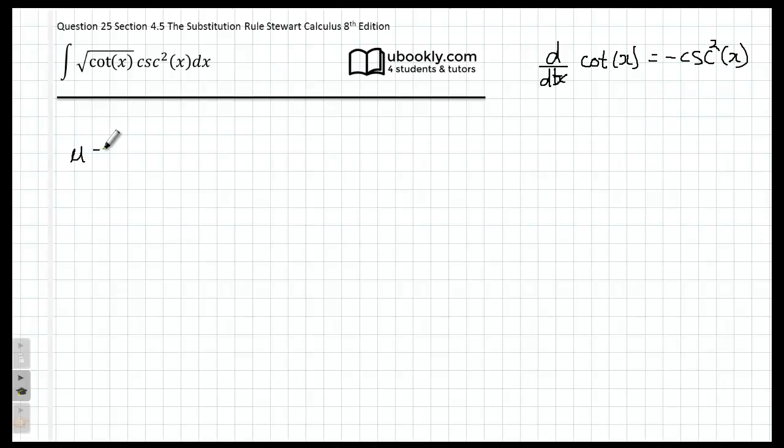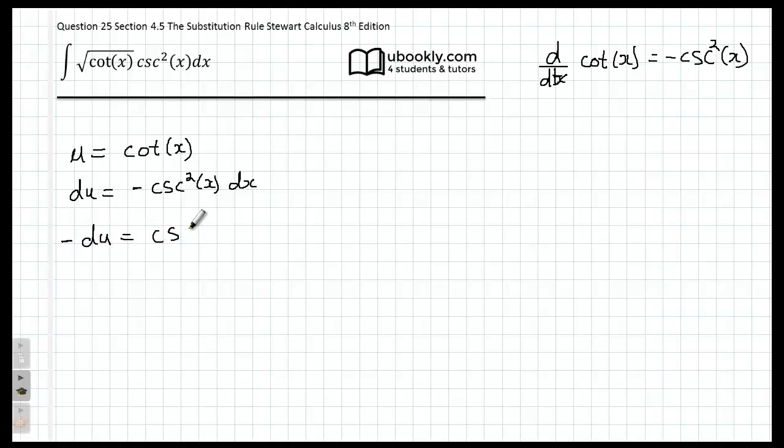Okay, so once we know that, we have cosecant squared of x here, and we have cotangent of x. So we'll let our u equal cotangent of x. du would be negative cosecant squared of x dx. But I don't need this negative, so I'm going to multiply both sides by negative 1. So I'll get negative du would equal cosecant squared of x dx.